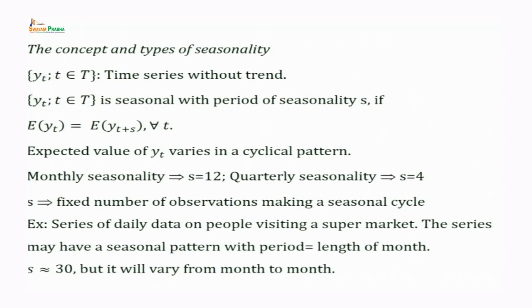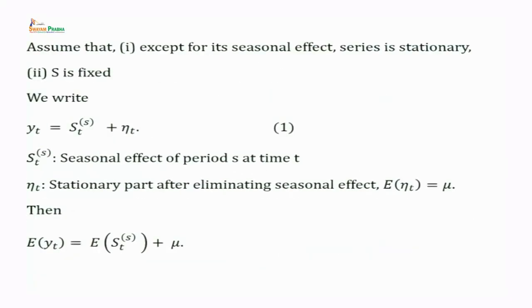So, S is approximately equal to 30. Of course, it may vary from month to month, because some months have 30 days, some months have 31 days, and even February has 28 or 29 days. So, this period may vary. But here we are assuming that S is fixed. And we also assume that except for its seasonal effect, the series is stationary and S is fixed.